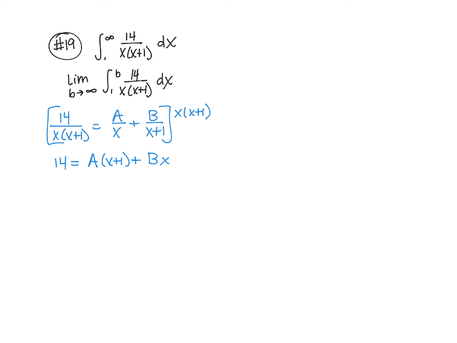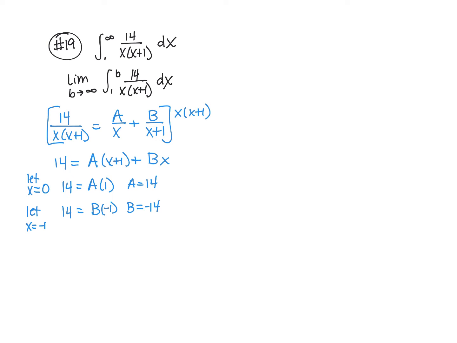Then I'm going to let x equal 0, and I get 14 equals A times 1, so A equals 14. And then I'm going to let x equal negative 1. If I do that, I get 14 equals B times negative 1, and so B equals negative 14.